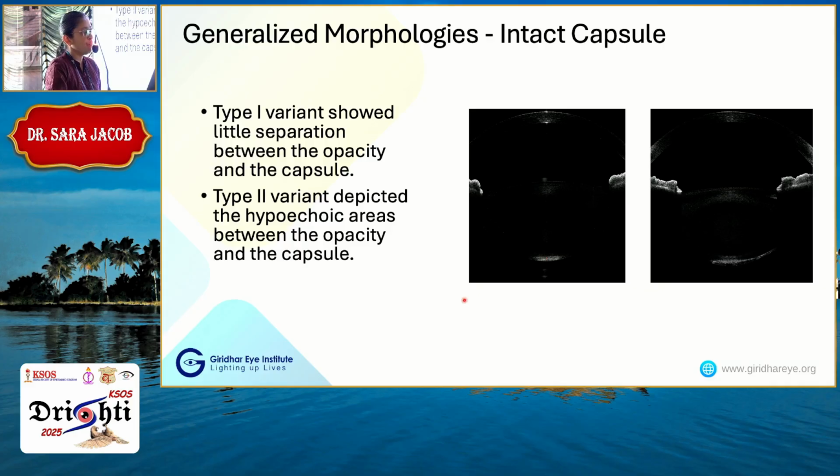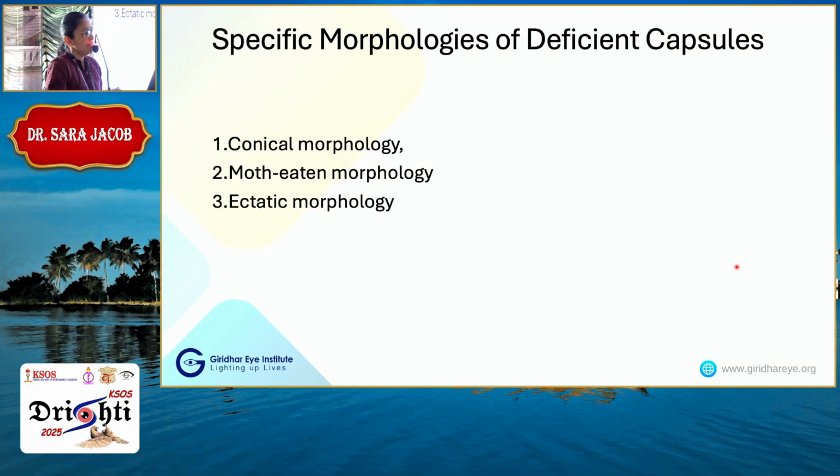In the generalized form, the type 1 variant showed little separation between the opacity and the capsule. Here there is more chance of PCR intraoperatively, while here we can see hypoechoic areas between the opacity and the capsule where the incidence of PCR intraoperatively was less. Then specific morphologies like conical morphology, moth-eaten morphology, and ectatic morphology were noted.